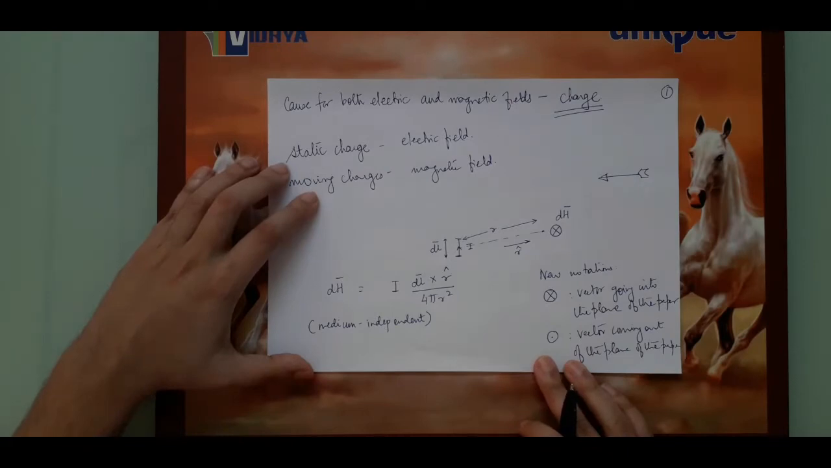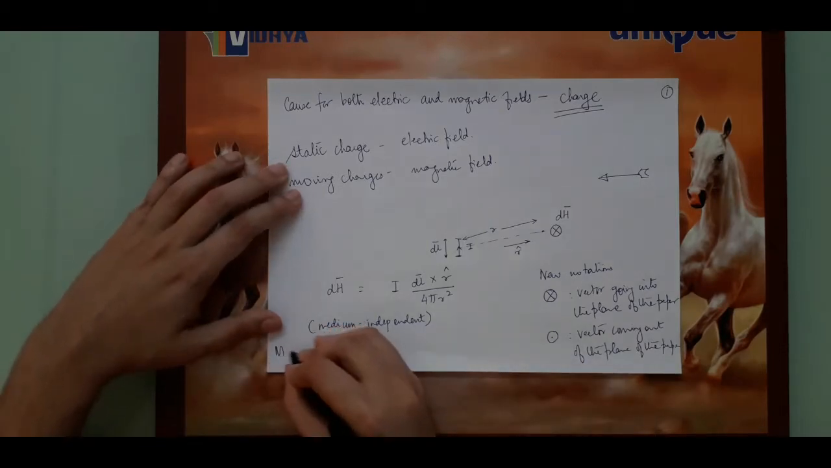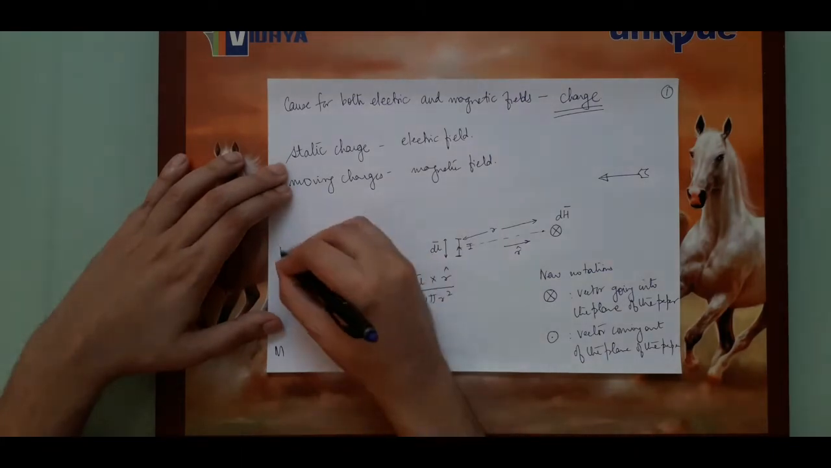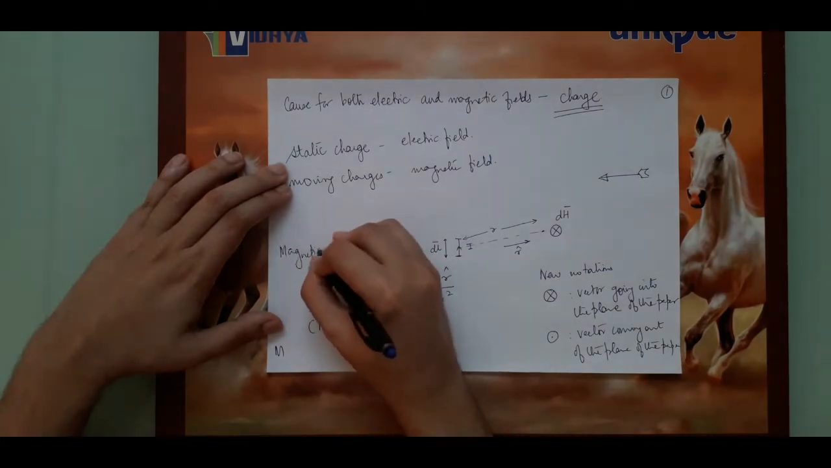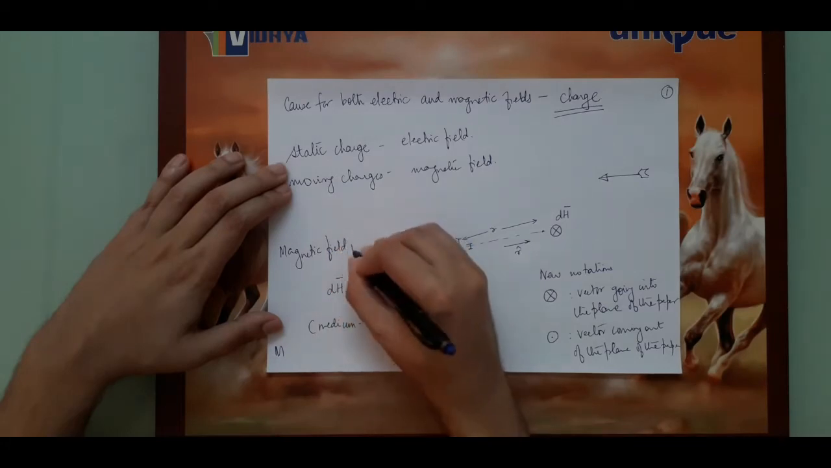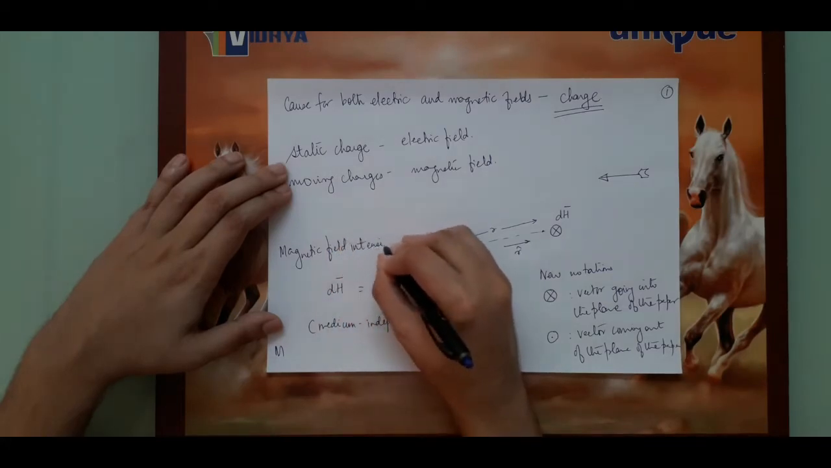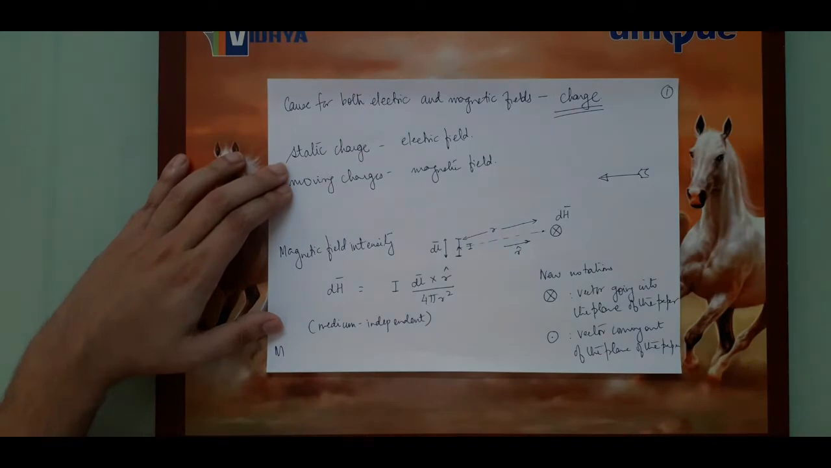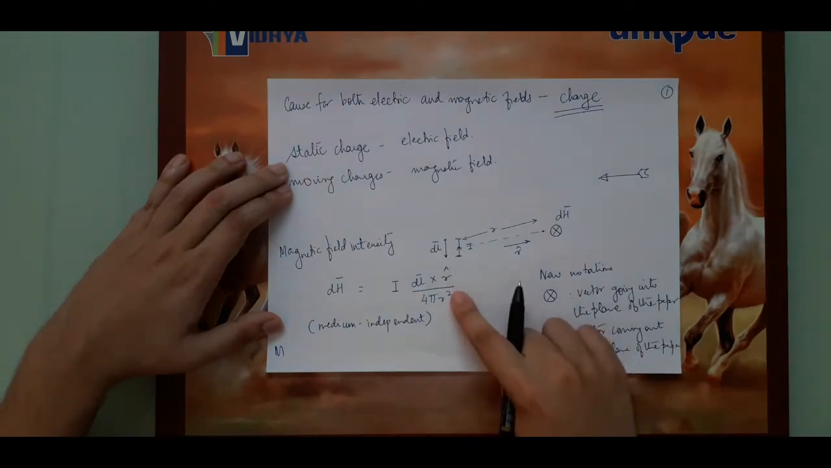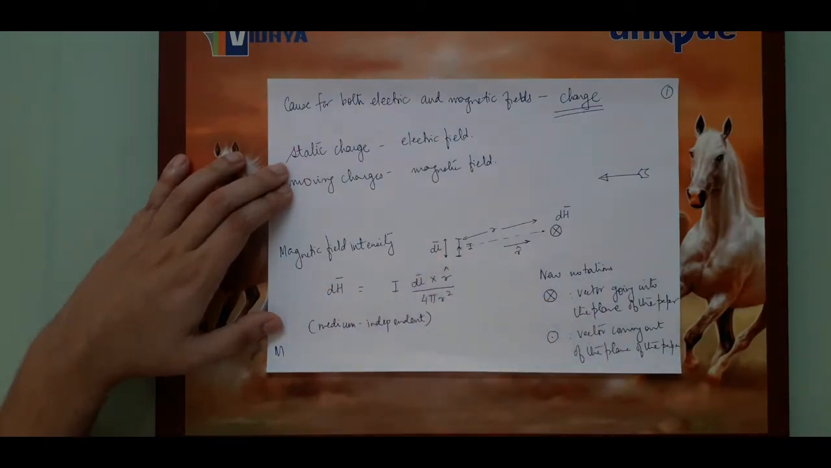So if I want to see the magnetic field as a function of the medium parameters, we define something. So this law, this relation, is also called the Biot-Savart law.